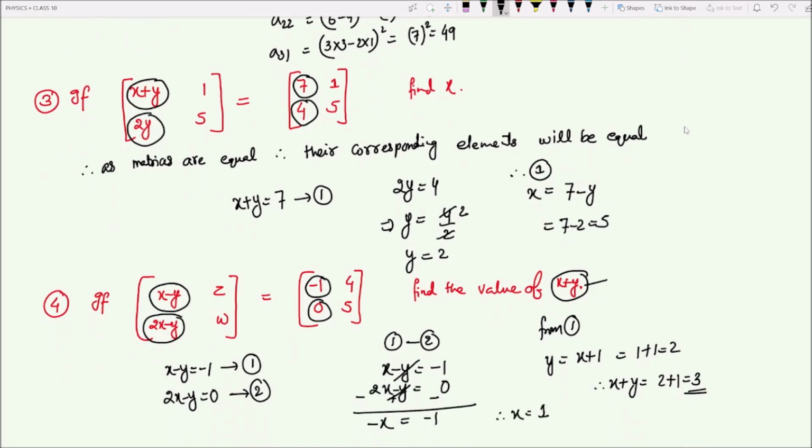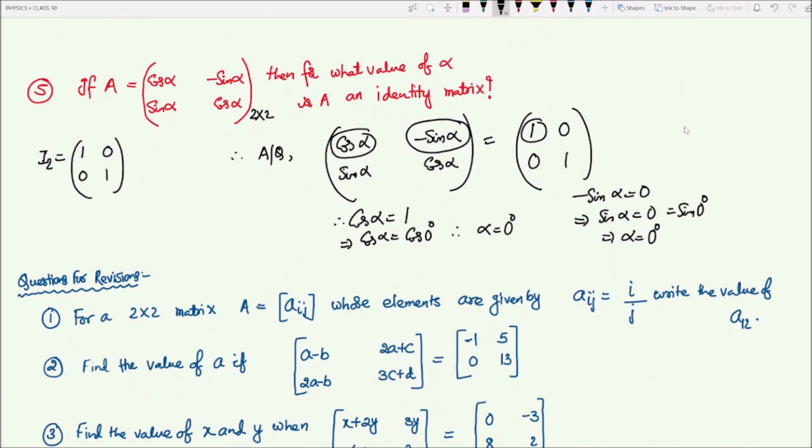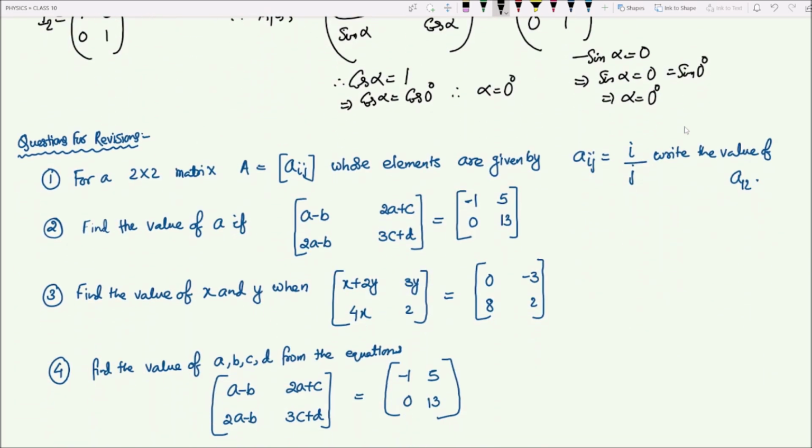Now there are some problems to solve. So these are the questions for revision. The first question is, for a 2 into 2 matrix, A is equal to Aij, whose elements are given by Aij is equal to i by j. Write the value of A12. So we have to find the value of A12.